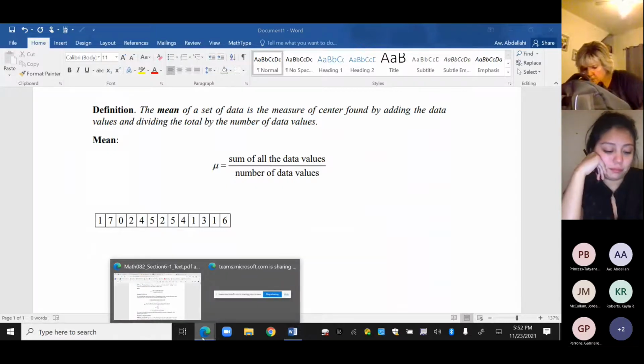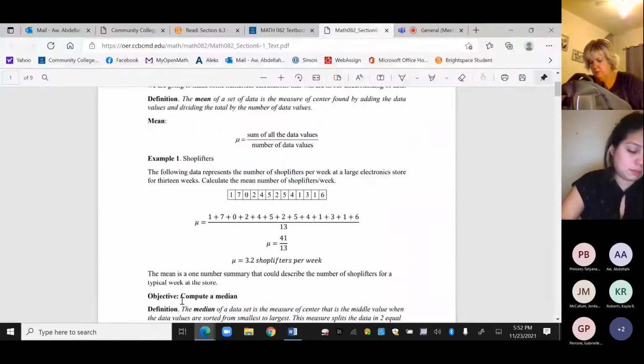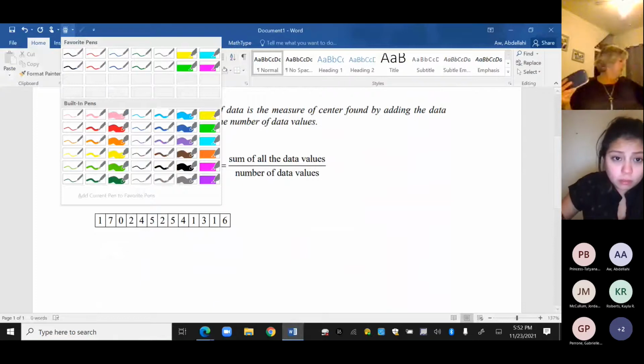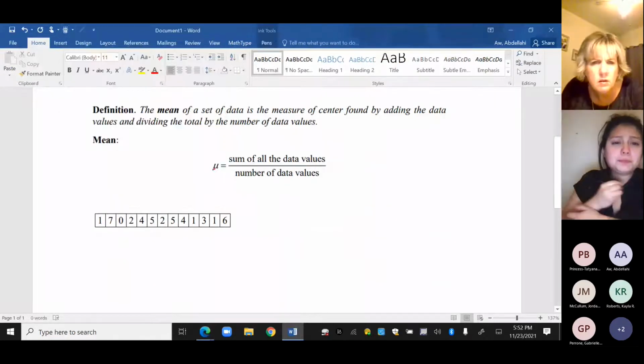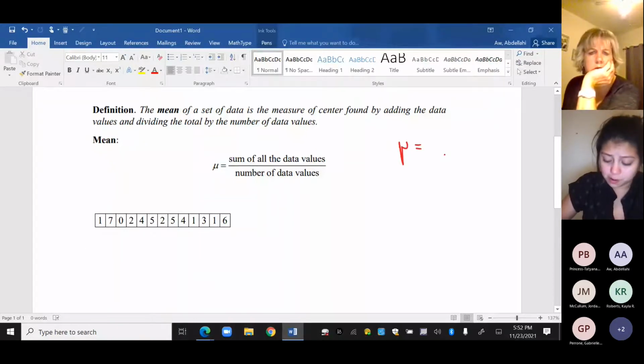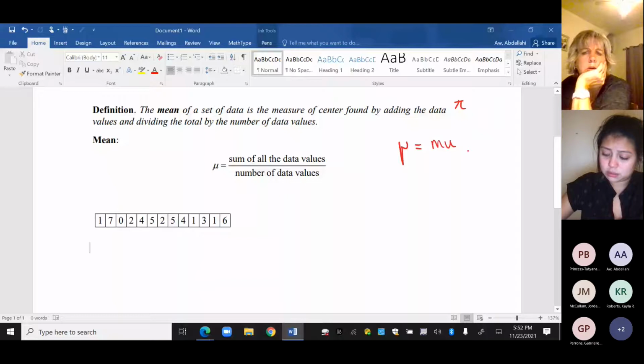If you ask what is the mean, you go ahead and add them all up. This Greek letter means sum. Does somebody know how we read this? Is that the pi? Pi is this. This is mu, right? We read it mu.